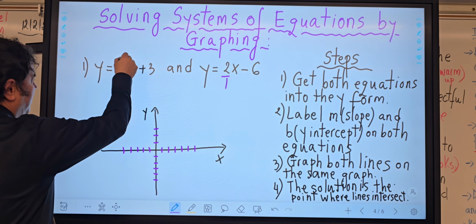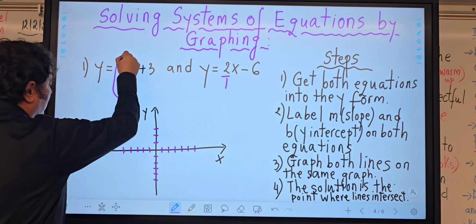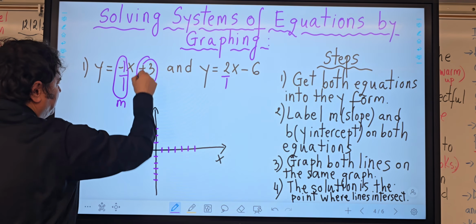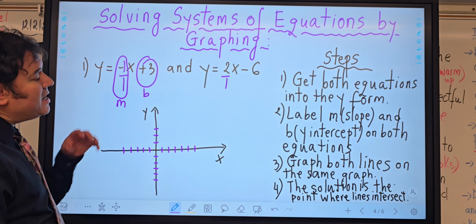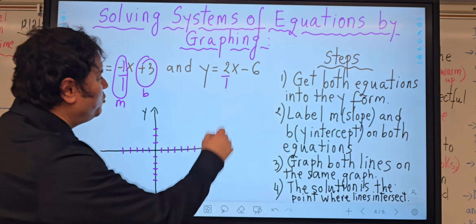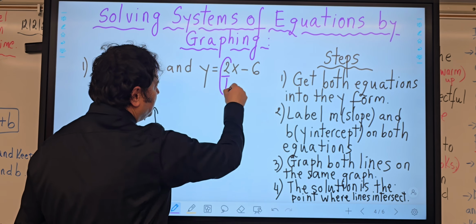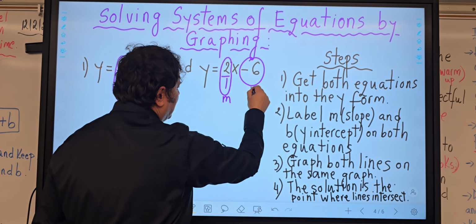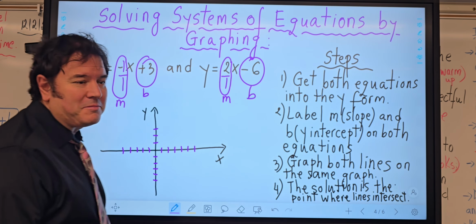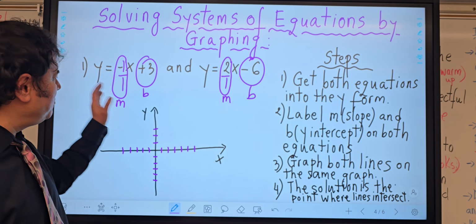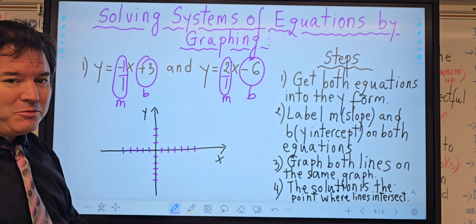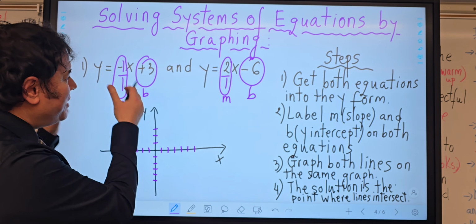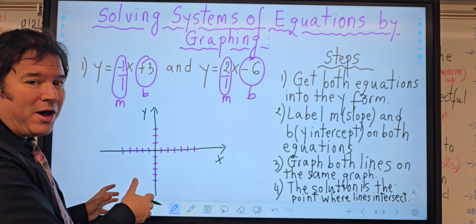So let's label the m in the first equation, which is negative 1 over 1. That's our m. And our b is positive 3. And in the second equation, m is 2 over 1. That's our slope. And negative 6 is our b in the second equation. So step number 2 would be to label m and b in both equations. Step number 3, now we are going to graph both equations on the same graph.